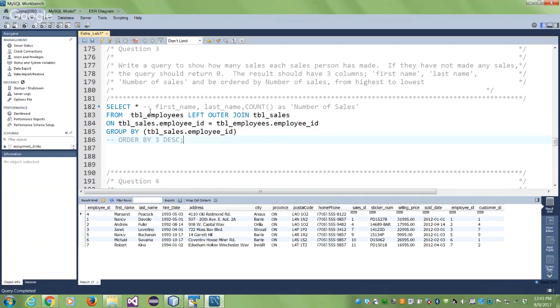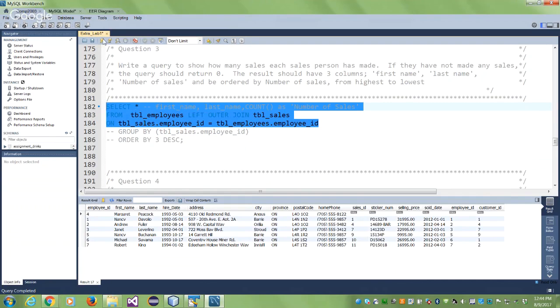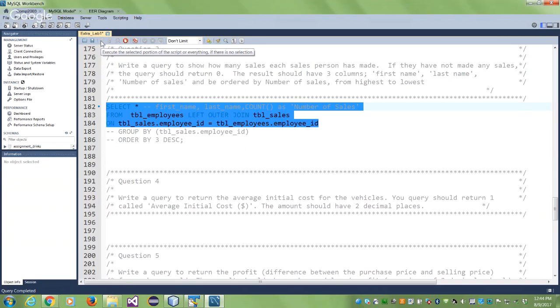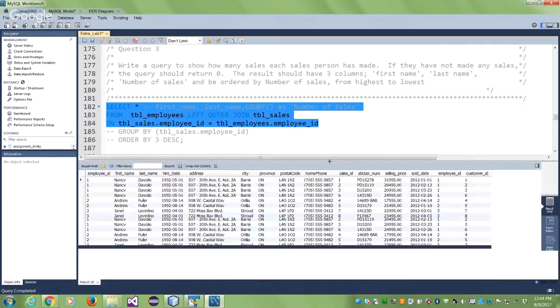Let's see. I want to show how many sales each person has made. If they have not made any sales, the query should return a 0. So there should be 2 people with 0. Okay, let's see. Select star from employees, left outer join. Okay, if I don't even do a group by here, this was showing me everything, right? Okay. So group by should be by. Yeah, the group by is causing a problem.